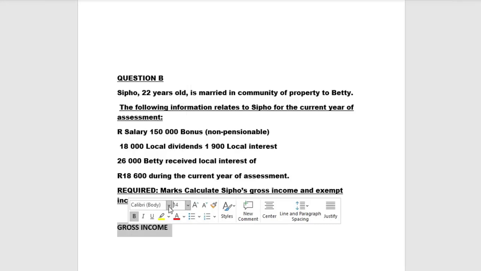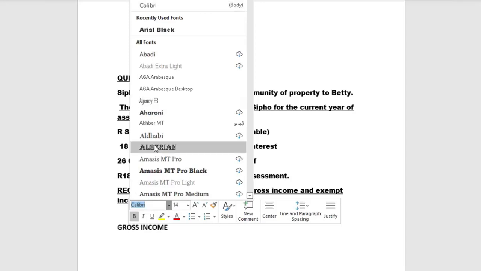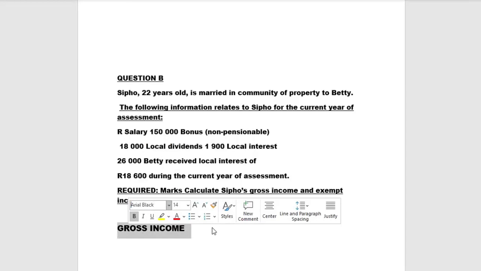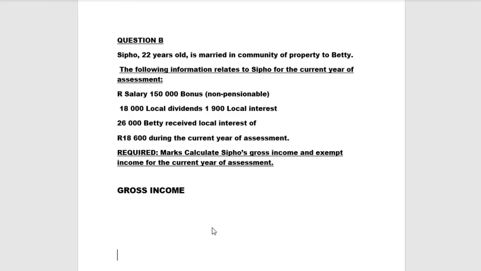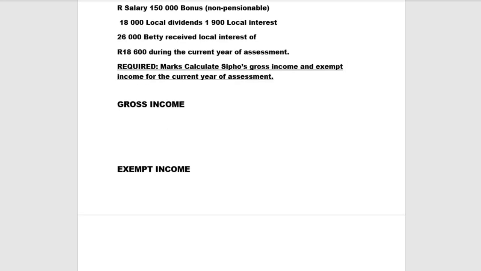Let's see. The gross income. Then your second line item will be exempt income, should there be any. So the gross income, you're going to look at how much of the income the taxpayer received.